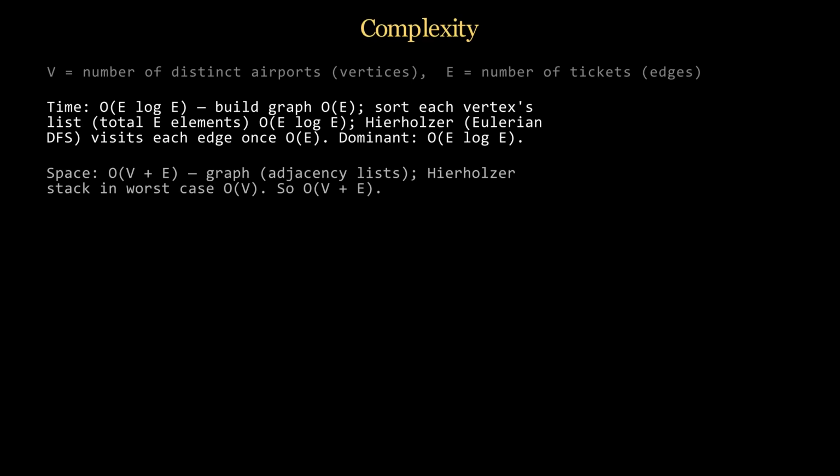V is the number of distinct airports, E is the number of tickets. Time is O of E log E, we build the graph in O of E, sort each vertex's list, the total length of all lists is E, so sorting is E log E. Hierholzer's algorithm, that's Eulerian DFS, visits each edge once, so O of E. The dominant term is E log E, space is O of V plus E for the graph, and O of V for the Hierholzer stack in the worst case. So O of V plus E.